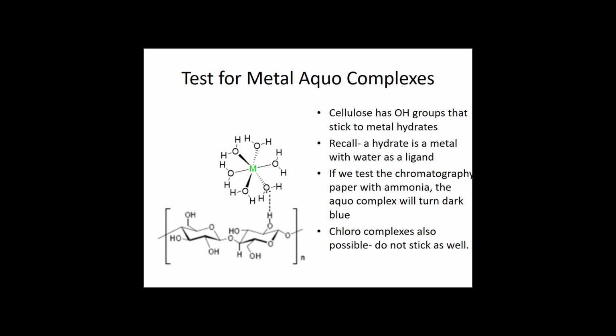All right, if we test this chromatography paper with ammonia, any hydrate is going to turn dark blue. And if it's not a hydrate, the other possibility for the case of this experiment is that it's a chloro complex, which means it moves up the plate rapidly. Right. So let's look here.